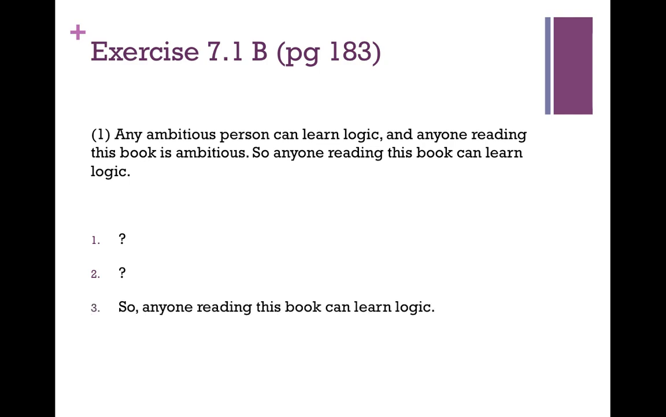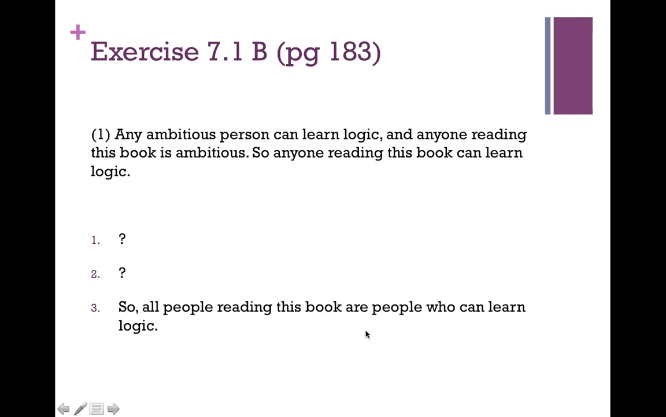The problem here is that this is not in standard form for the categorical proposition. Notice "anyone" is not one of our standard quantifiers. Anyone reading this book can learn logic. "Can learn logic" doesn't name a class of things, so we're going to have to fix this and put this proposition in standard form. All people reading this book are people who can learn logic. Notice now it is in standard form. We have our quantifier. People reading this book names a class. We have our copula right here, "are." People who can learn logic also names a class.